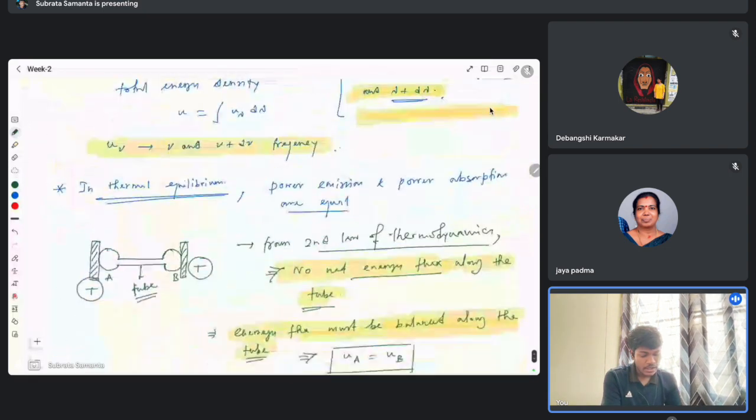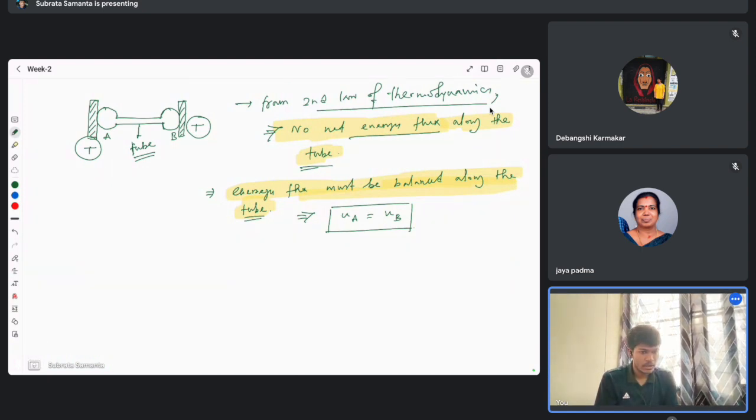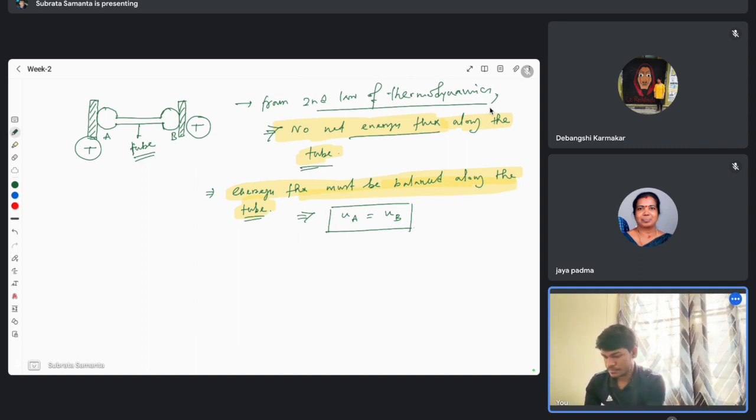Okay. So the energy density U must be the same. Irrespective of the size, suppose cavity A is bigger than cavity B, still the energy density is the same for both cavities. So the energy density must be the same irrespective of the size.